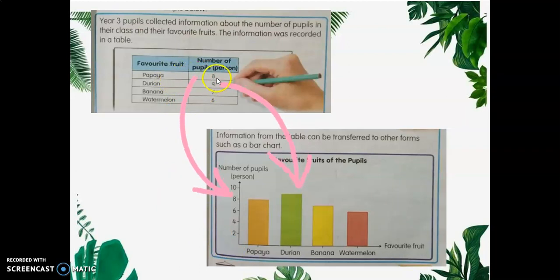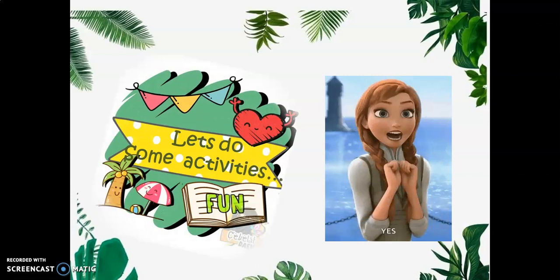For papaya, there are 8 persons who love papaya. We transfer it into graph like this. So the block for papaya is 8. At the scale 8. So the number of pupils is 8. It is the same meaning. So this is communicating. When we look at this graph, we can understand that there are 8 pupils who love papaya. The favorite fruit is papaya. We know some things. That is communicating. Bila kita lihat sesuatu, kita dapat maklumat, itulah yang kita panggil sebagai berkomunikasi. Communicating.